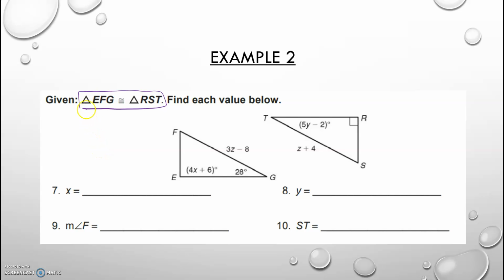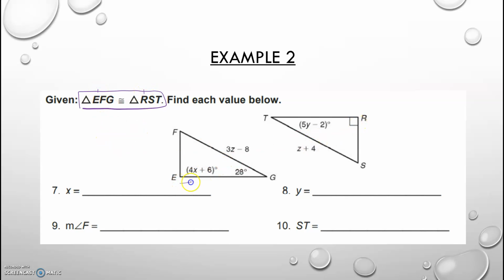That means all their angles are congruent, all their sides are congruent. So if you're trying to solve, let's look. The first one's asking for X. There's an X here at angle E. So we know E is the same as R.